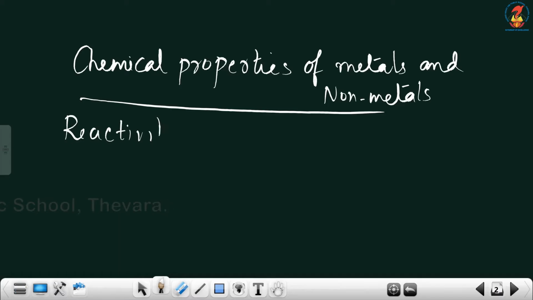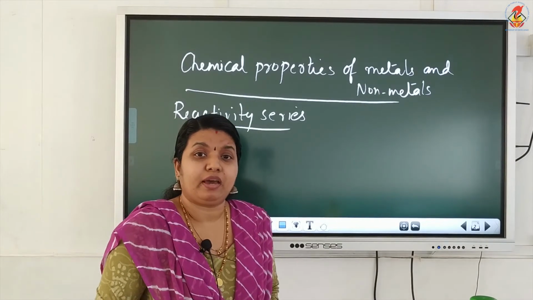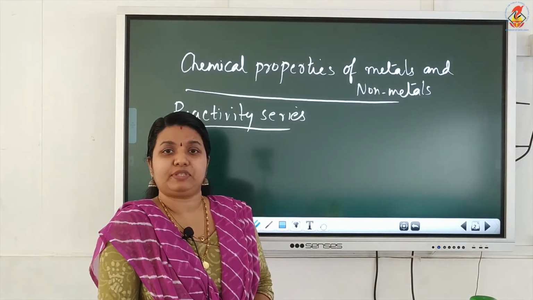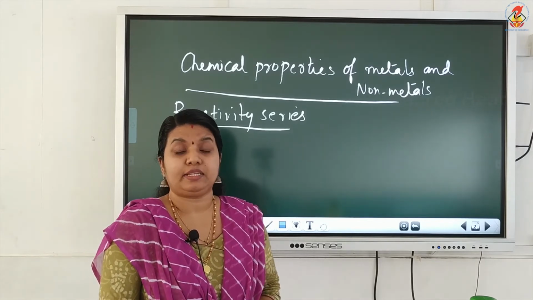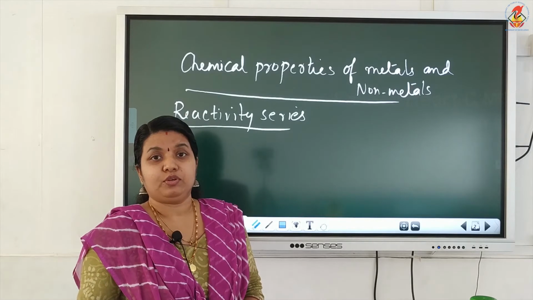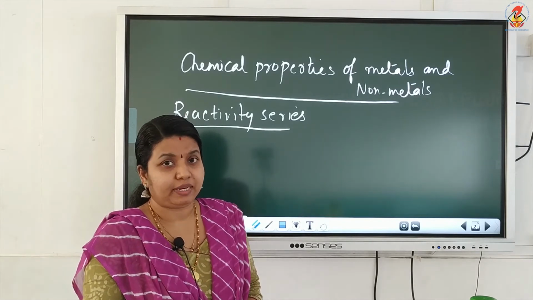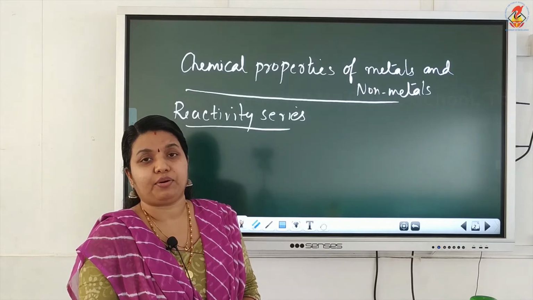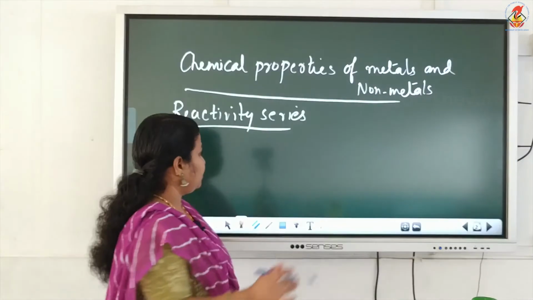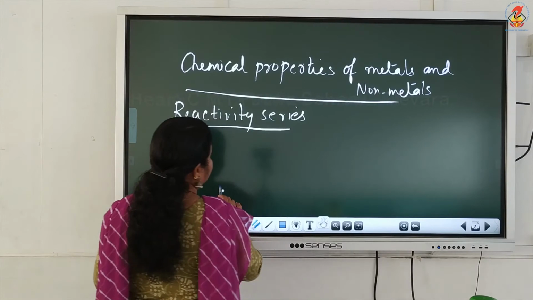the reactivity series. Some metals are reactive, some are moderately reactive and some are non-reactive. So we have to see a series in which metals are arranged in the decreasing order of their reactivity. So reactivity series is nothing but a series in which metals are arranged in the decreasing order of their reactivity. So you have to learn this series.